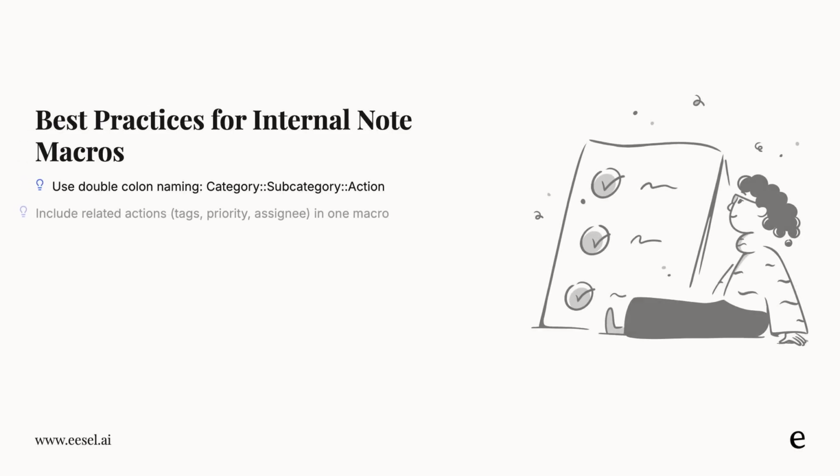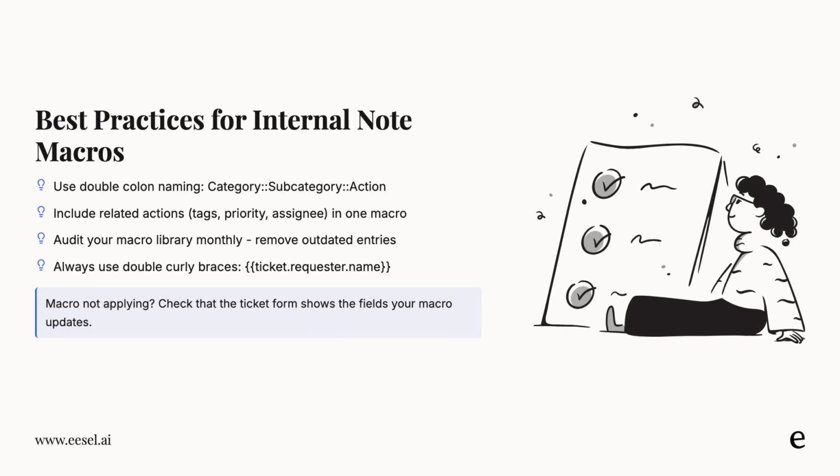Use double-colon naming conventions, always include related actions like tags and priority in the same macro, and audit your library monthly to remove outdated entries. If your macro isn't applying, check that the fields it updates are actually visible on the ticket form.